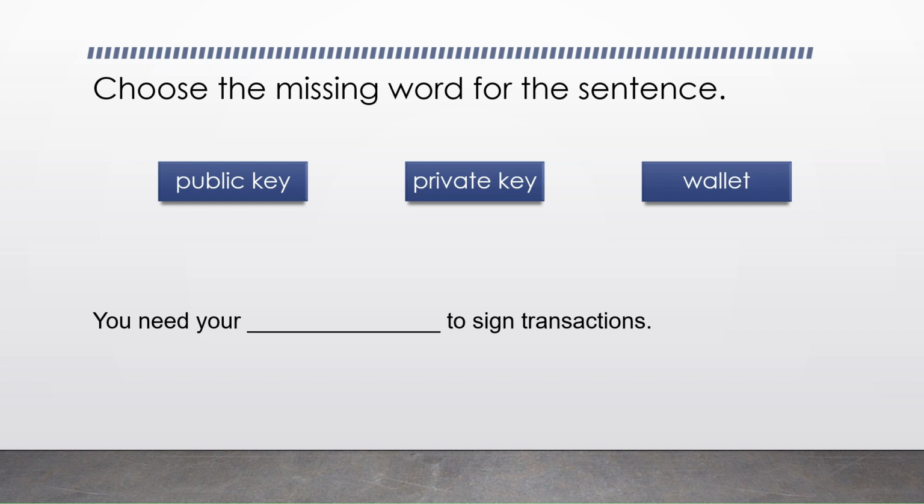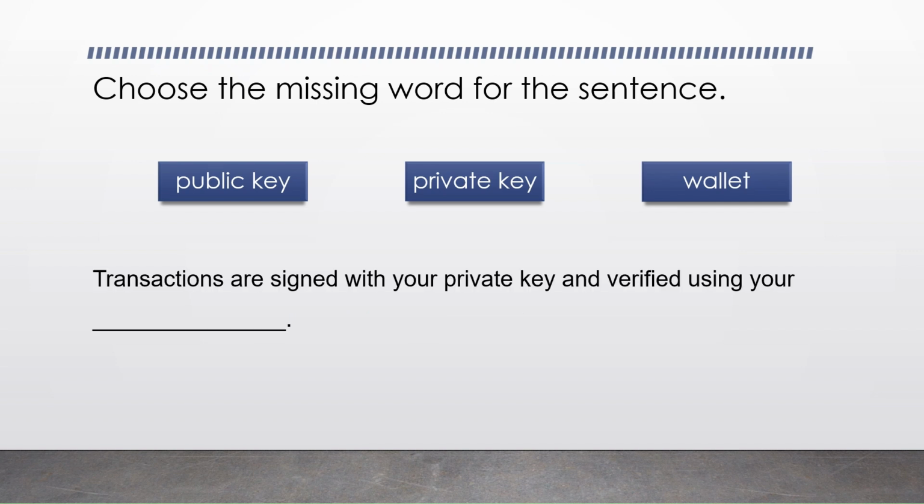So you need your blank to sign transactions. Which one do we need to sign transactions? Public key, a private key, or a wallet? Well, we should know that we need the private key to actually sign the transactions. Okay. Transactions are signed with your private key and verified using your blank, this is a very important statement. Go ahead and pause the video. Let me know what you think it is in the comments below. Okay, so transactions are signed with your private key and verified using your public key.